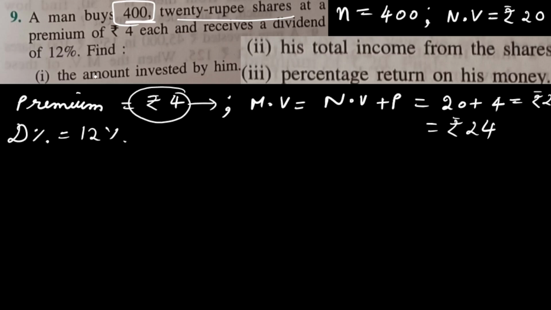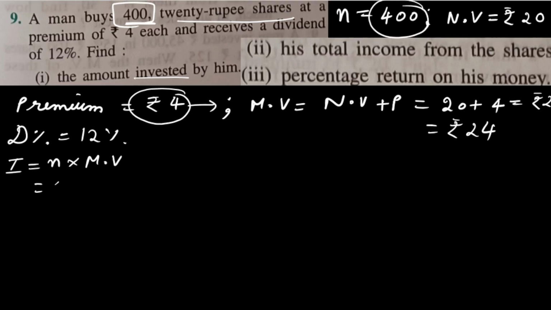Now let's see what we have to find. First of all, find the amount invested by him. Amount invested by him, that means we have to find the investment. So the direct formula for investment is number of shares into market value. In this question, the number of shares is also given to us, so the number of shares is 400. The market value we just found is 24.